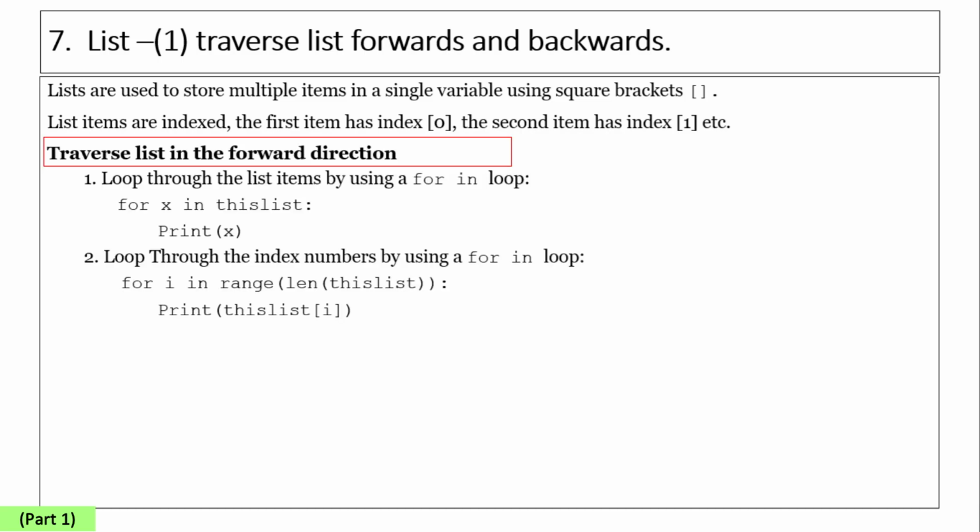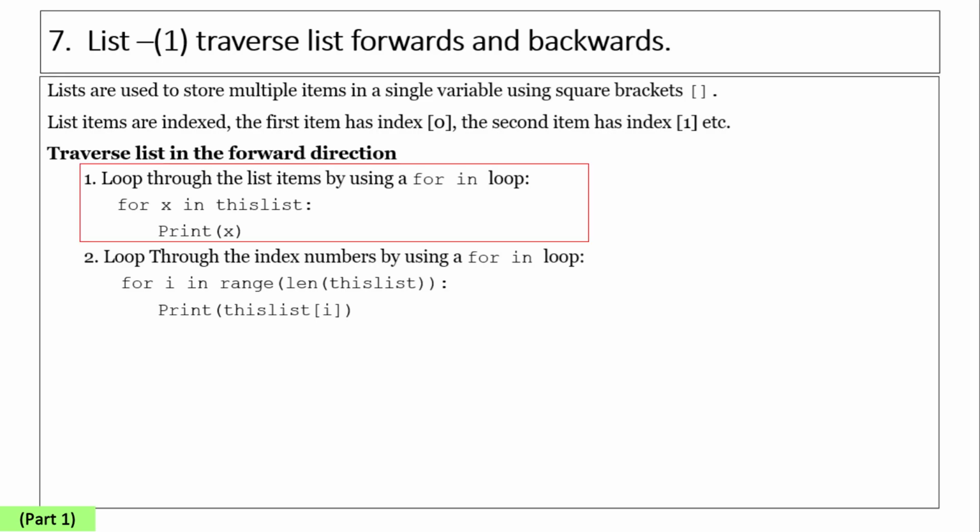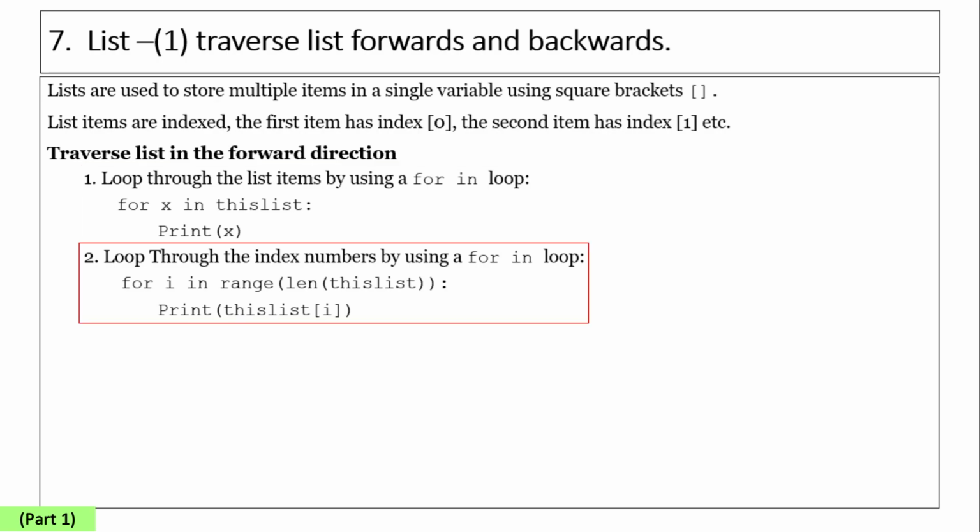Two methods for looping through a list in the forward direction are possible. One way is to loop through item by item directly using a for in loop. Another way is to loop through the index numbers of the list elements and return item by item with the index number inside square brackets of the list.